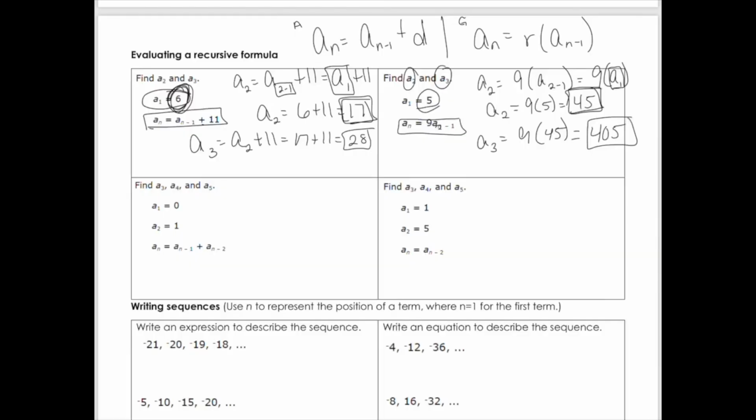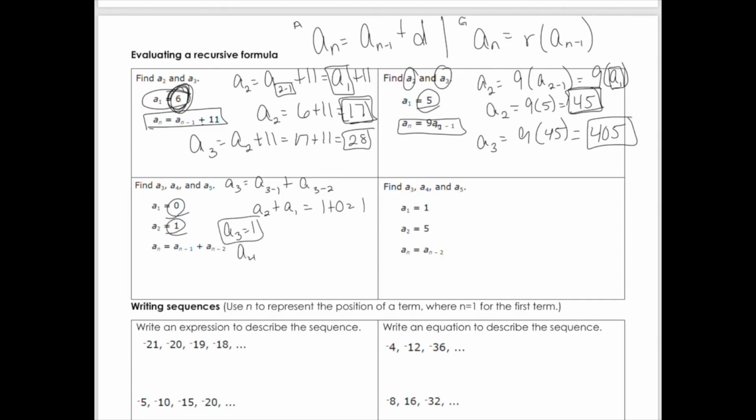Okay? So a sub 3 is going to be A3 minus 1 plus A3 minus 2. 3 minus 1 is A2 plus 3 minus 2 is A1. A2 is 1. A1 is 0. 1 plus 0 is 1. Okay? So A3 is 1.